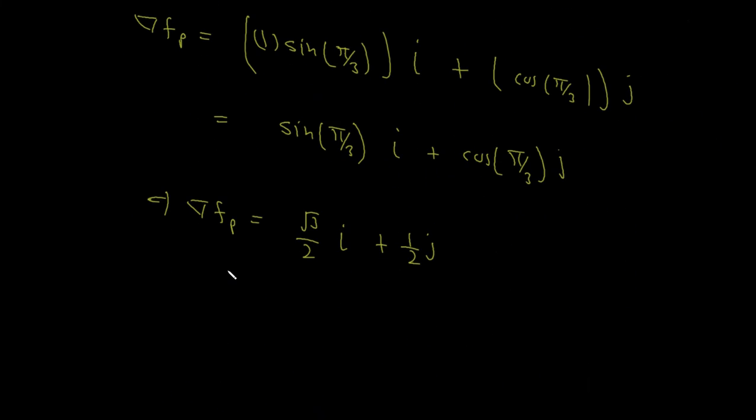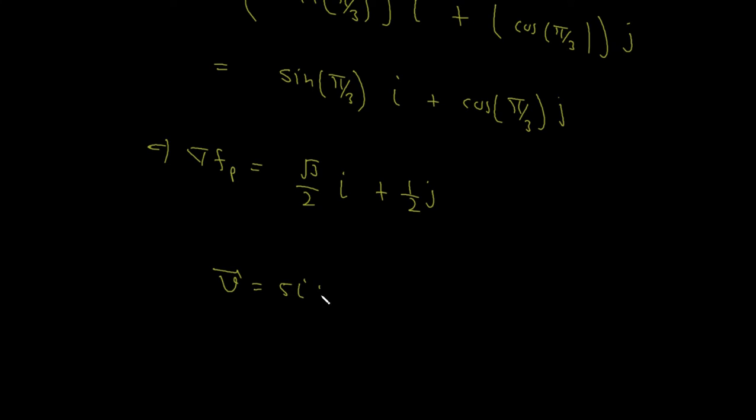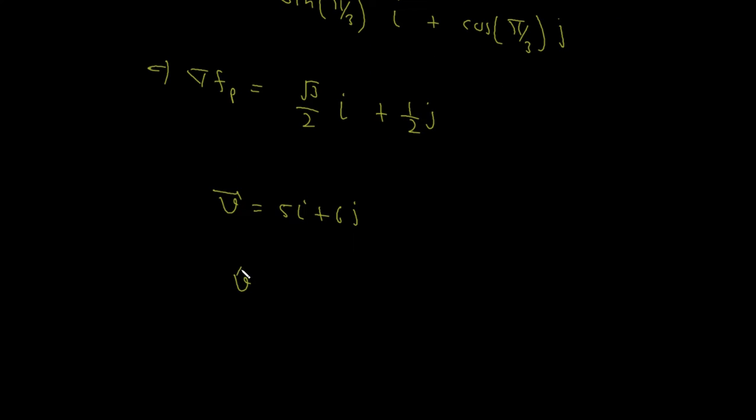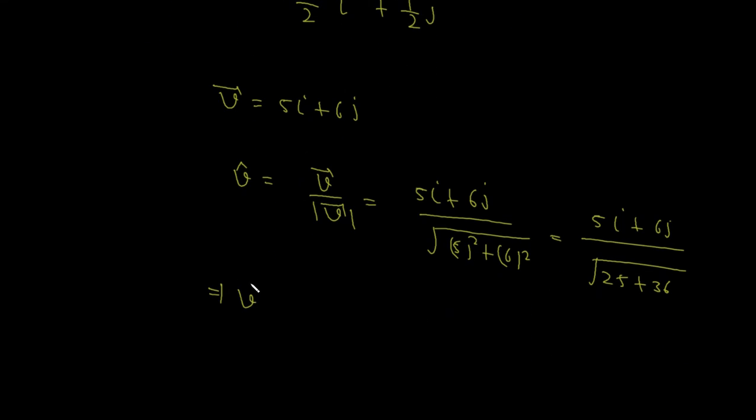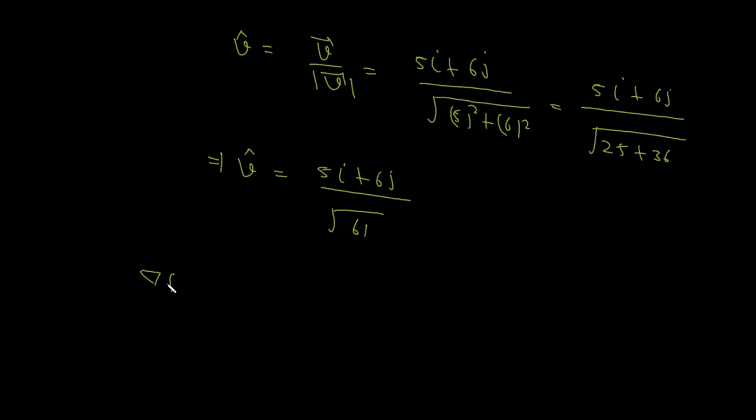Now here we have v vector is equal to 5i plus 6j. From this we obtain v cap is equal to v vector over mod of v vector, 5i plus 6j over square root of 5 square plus 6 square. 5 square is equal to 25, 6 square is equal to 36. From this we obtain v cap is equal to 5i plus 6j over square root of 25 plus 36, which is equal to square root of 61.